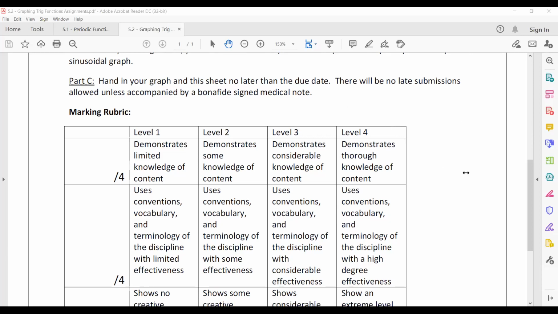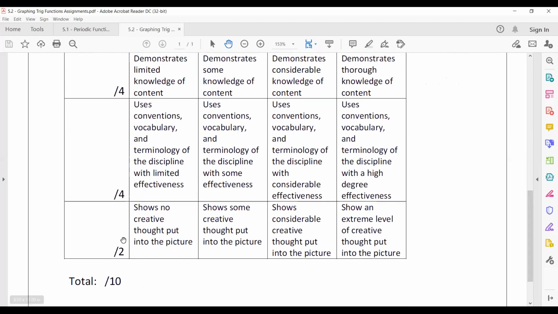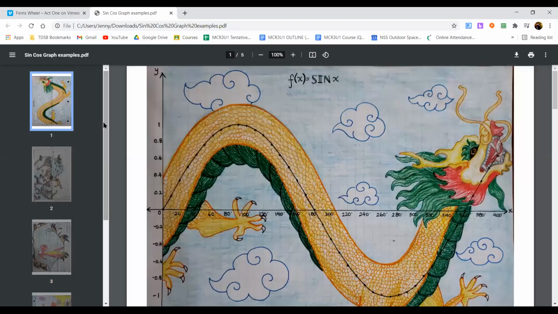You don't have to be an amazing artist to do well on this. I will give you 2 marks as long as you put in any kind of effort. But just to give you an example, I kept some of the best ones that I've received over the last handful of years. And don't be scared, you don't have to do it at this caliber. These are some of the best ones that I kept because I really like them. Here they are. Take a look.